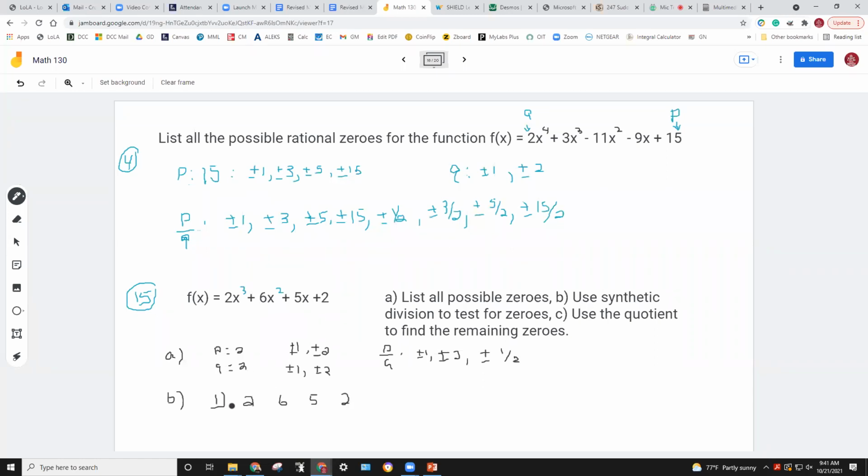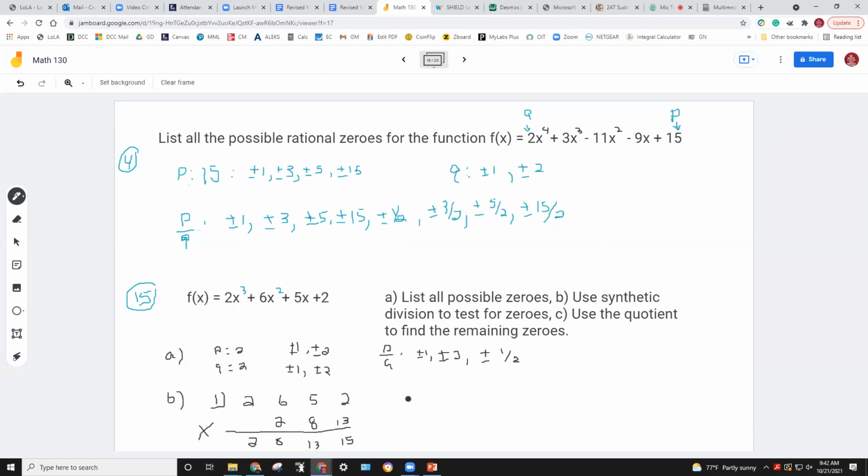All right, so bring down the 2. 1 times 2 is 2. 6 and 2 is 8. 1 and 8 is, and 1 times 8 is 8. This right here is 13. And then that's going to give us 15. So not this one.